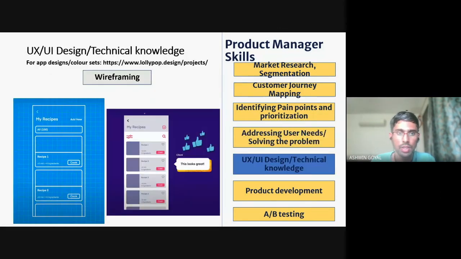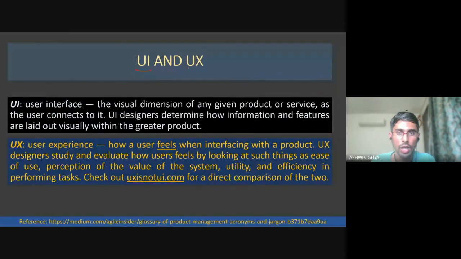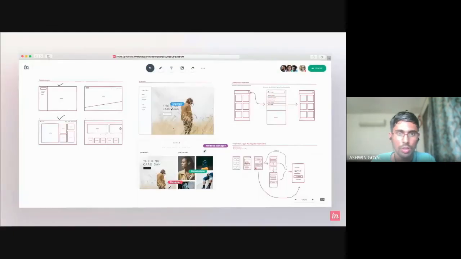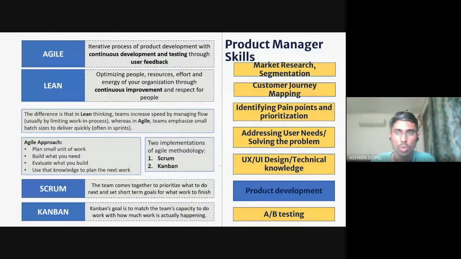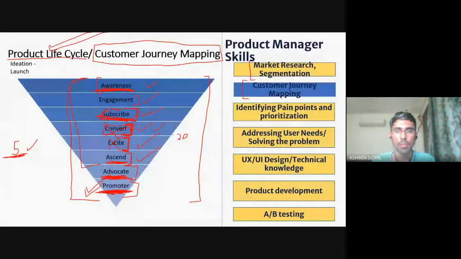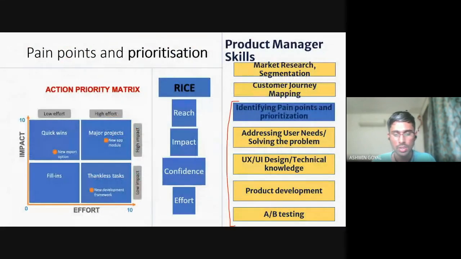And then we'll even talk something about wireframing, right? And we'll look at UI UX. We'll talk about the tools, and then we'll start talking about product development and A/B testing. So that is what we have in store for the next sessions.